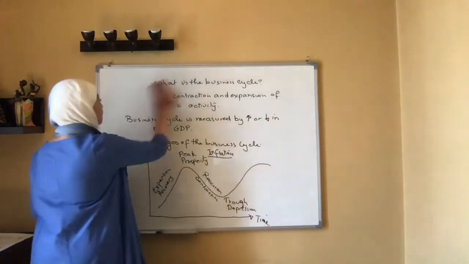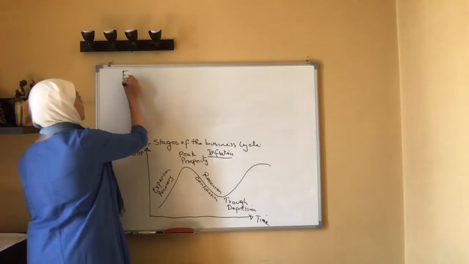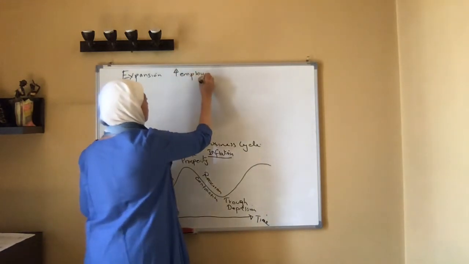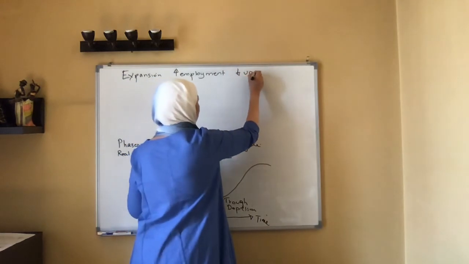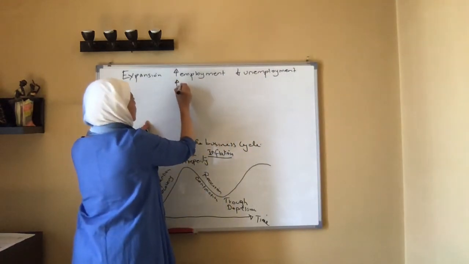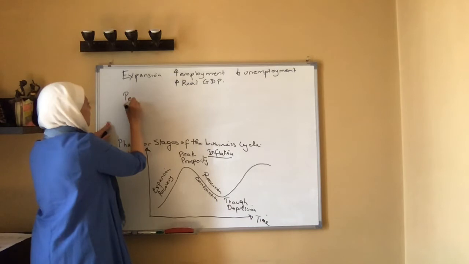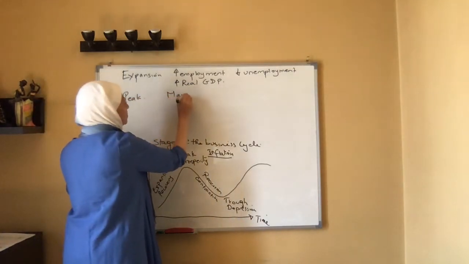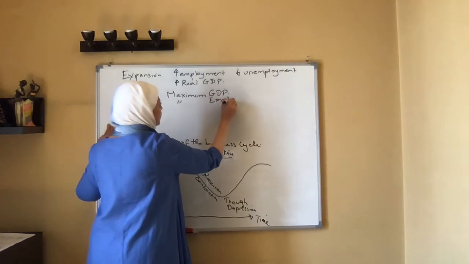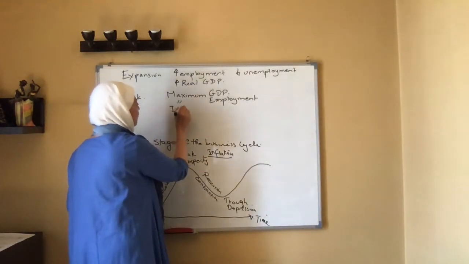So the characteristics of each phase. Expansion. We have high employment, which is low unemployment. We have high increase in real GDP. At the peak or prosperity, maximum GDP, maximum employment. And because of the maximum employment and because people receive high incomes, we start to have inflation.